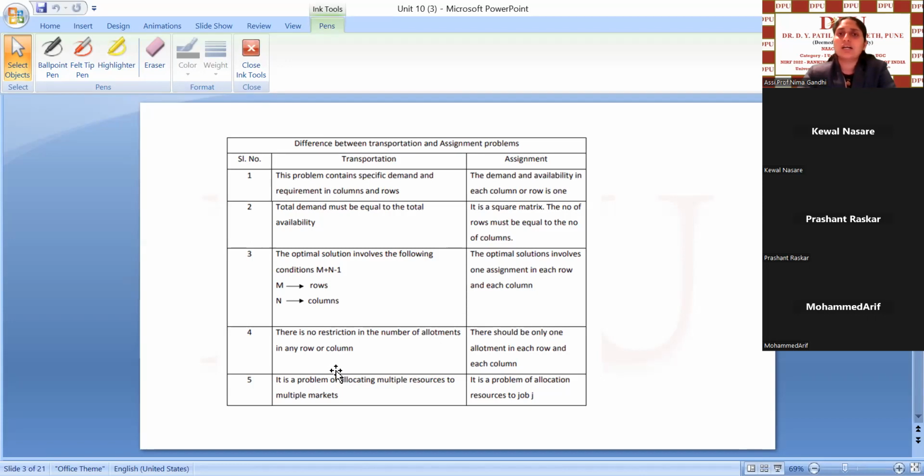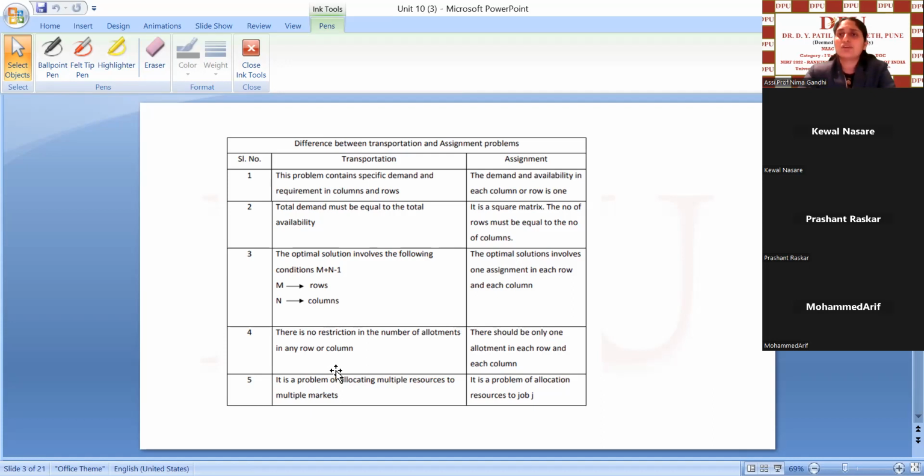So here, when you check, the optimum solution involves one assignment in each row and each column. Once we solve the example, you will come to know what assignment is in this particular assignment problem. But you will find the optimum solution involves one assignment in each row and each column. So you're looking for just one assignment in each row and each column, then you can say your problem is optimum. In transportation, there is no restriction on the number of allocations in any row or column.